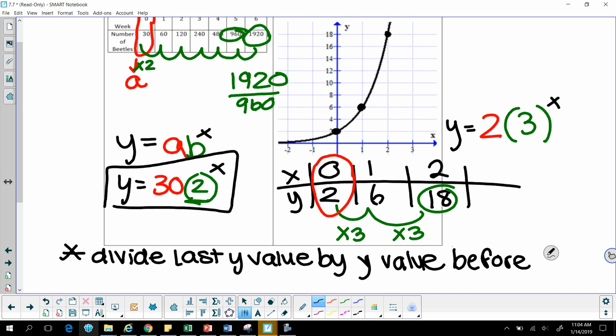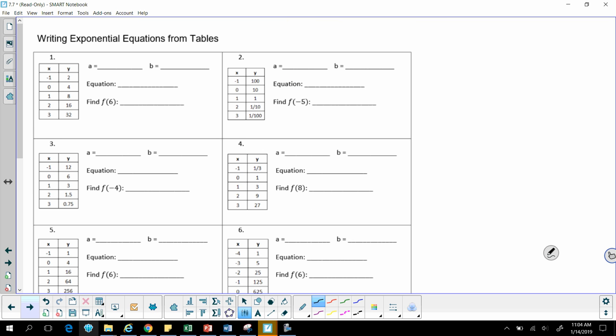So there's a drill worksheet I want you guys to start on. One side is tables, one side is graphs. So I'm just going to do one with you, just so you can make sure you know what you're doing. And so let's try this one right here, number 2.